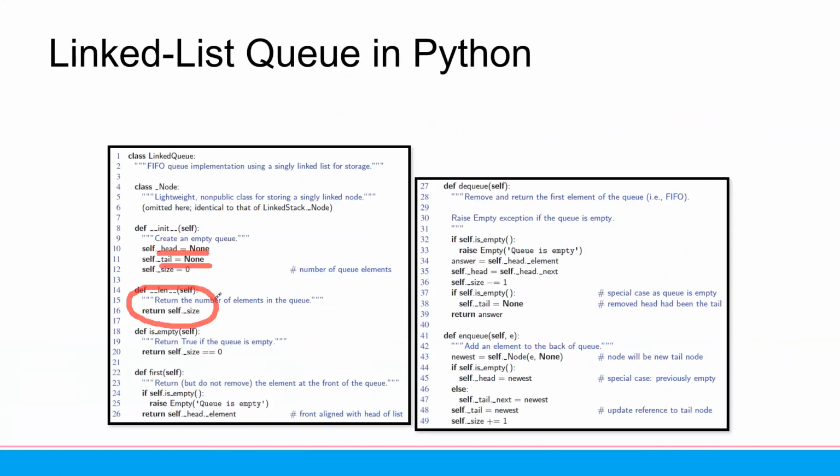And then in the queue, we have the length. It means how many elements we have in the queue. Is empty: we want to know whether the queue is empty or not. And then we want to know what is the first. The first means the head. So we can define the first as the head, and then we can return the element of the head.